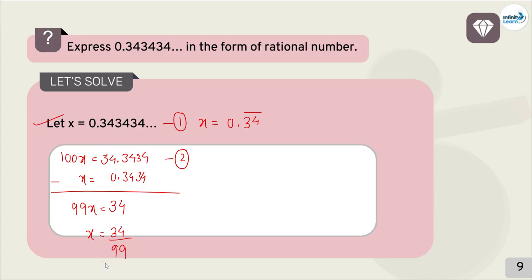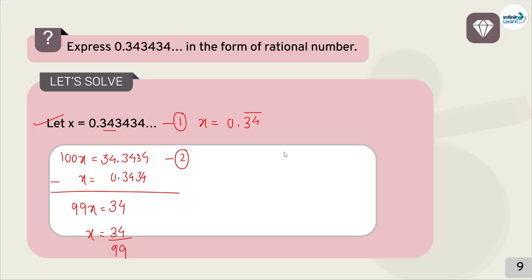So what have we done? We have written the question in the form of x. The value of x is equal to 0.343434. How many digits are repeating? Two digits are repeating, so I have multiplied the number with 100. If a single digit is repeating, multiply the number with 10. If two digits are repeating, multiply with 100. If three digits are repeating, multiply with 1000. If four digits are repeating, multiply with 10,000, and so on.